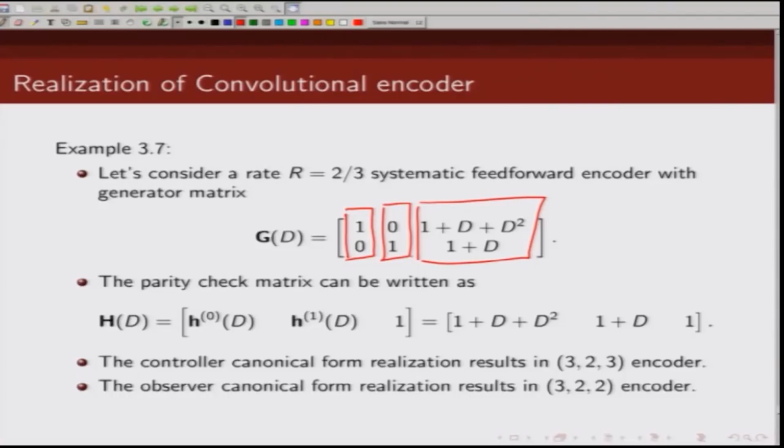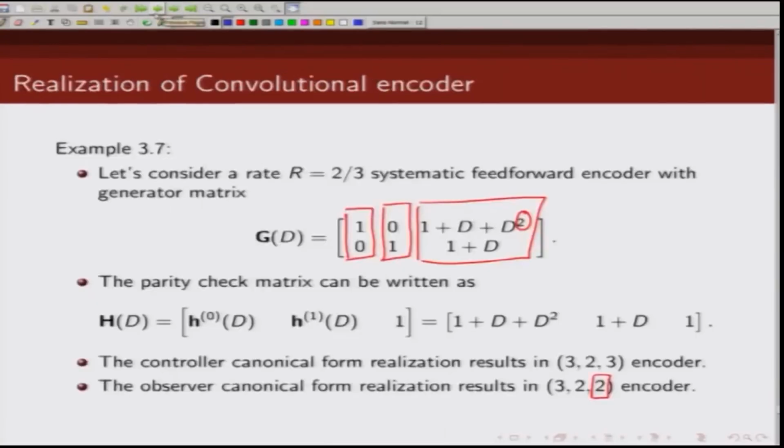Now, how many memory elements do you require to represent this? 0. This is directly the input coming in here. Here also 0, because the direct input is coming here. And what about this? Its maximum degree is 2, so we will require 2. So, overall for this generator matrix, if we try to realize it using observer canonical form realization, we require only 2 memory elements. And in the next slide, I am going to show you those 2 encoder realizations.